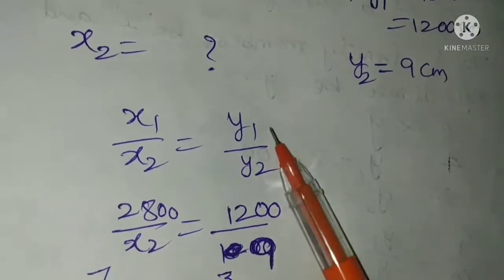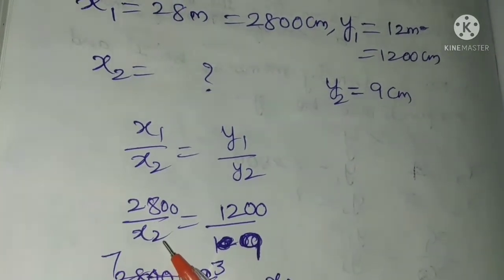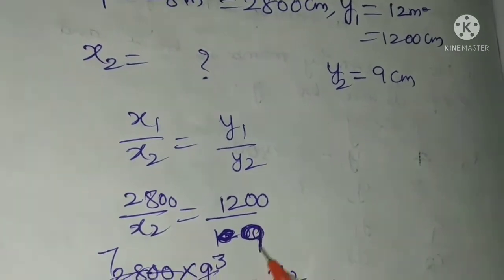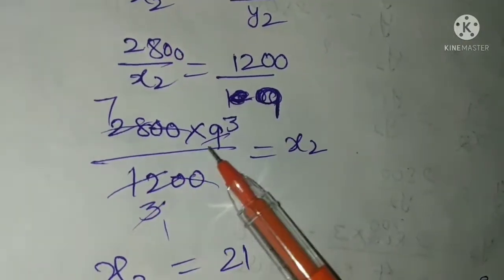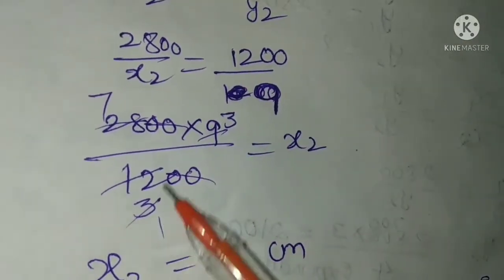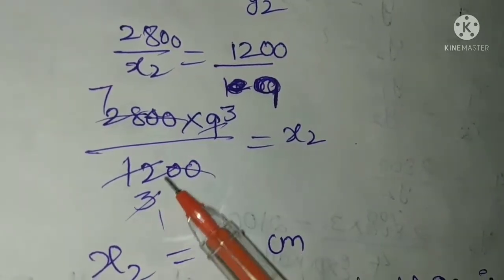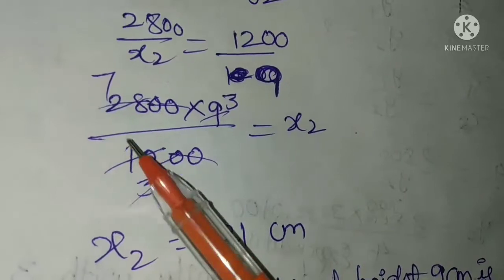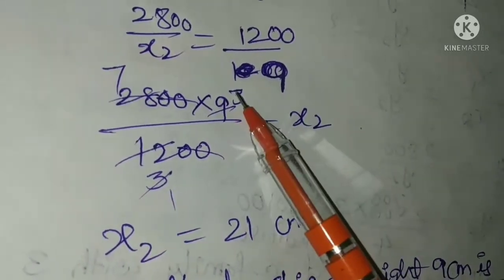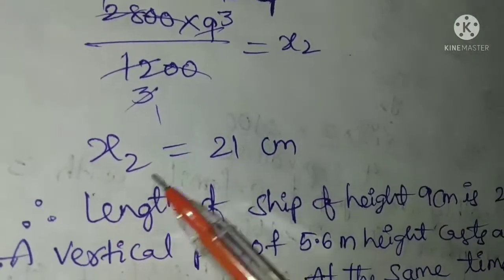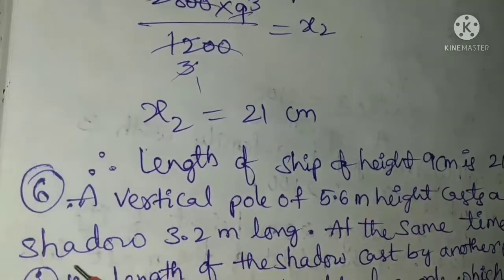x1 by x2 is equal to y1 by y2. 2800 by x2 is equal to 1200 by 9. Cross multiplication, 9 comes here, 2800 into 9 by 1200. x goes up, 2 zeros cancel, 4 threes are 12, 4 sevens are 28, 7 threes are 21 centimeters. Therefore, the length of the ship model of height 9 centimeters is 21 centimeters.